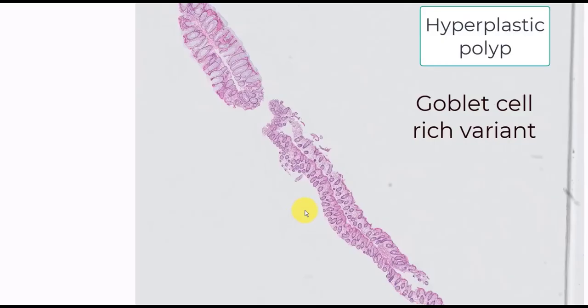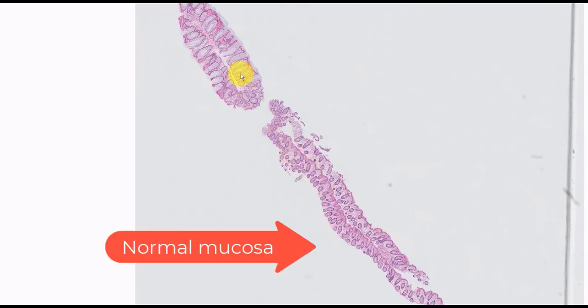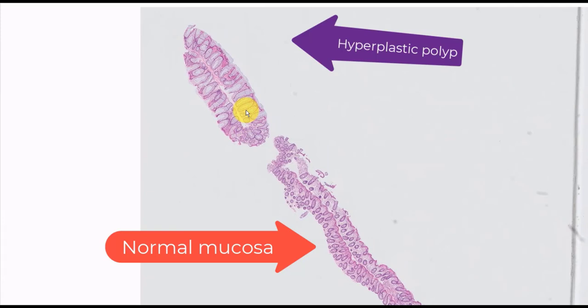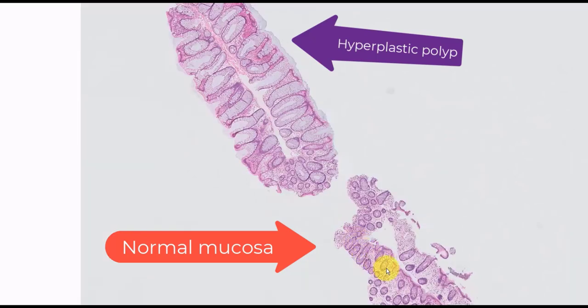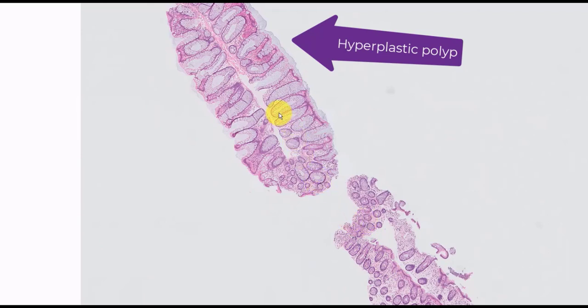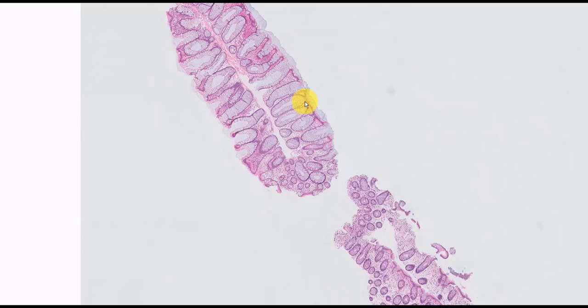So here's a goblet cell-rich hyperplastic polyp, and I emphasize this because it is so easy to dismiss this fragment as just normal colonic mucosa, which is why I've chosen a very low power field to show you that this is normal mucosa, and you can see that this, once you compare it to the normal mucosa, does catch your eye, right? So this does look different from the adjacent normal colonic mucosa. And what is different is that the pits of the crypts are far longer, and there's a lot more goblet cells in there. This is a goblet cell-rich hyperplastic polyp.